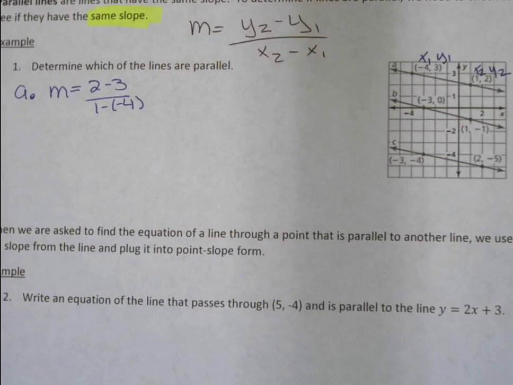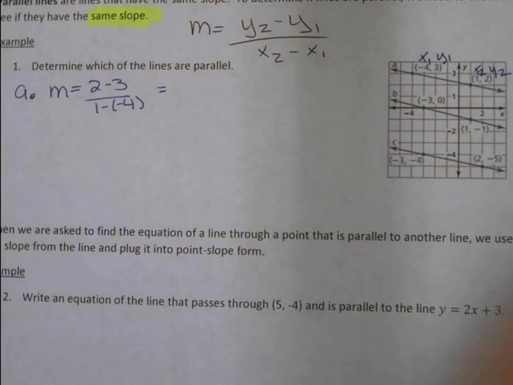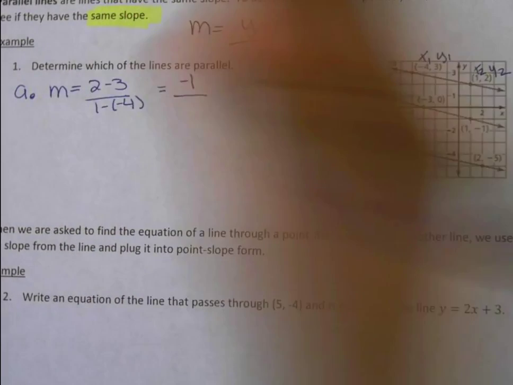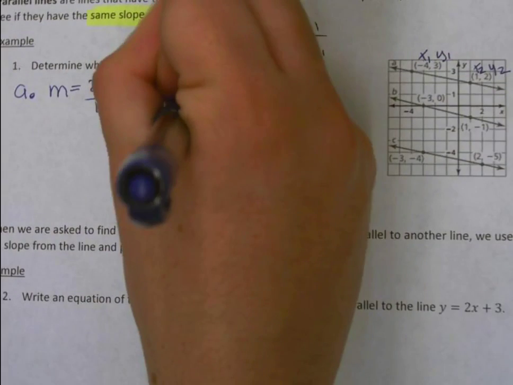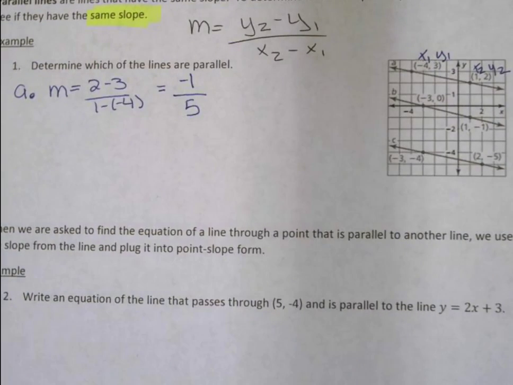Then I just want to solve. So it's 2 minus 3, negative 1. 1 minus negative 4, 5, because it makes it a plus in the middle. Okay. Then I'm going to go and do the same thing for my second line.